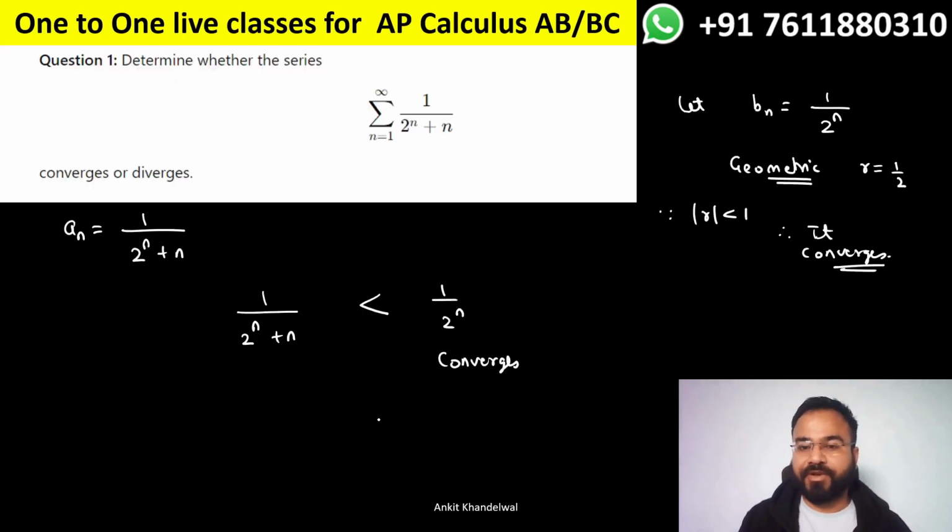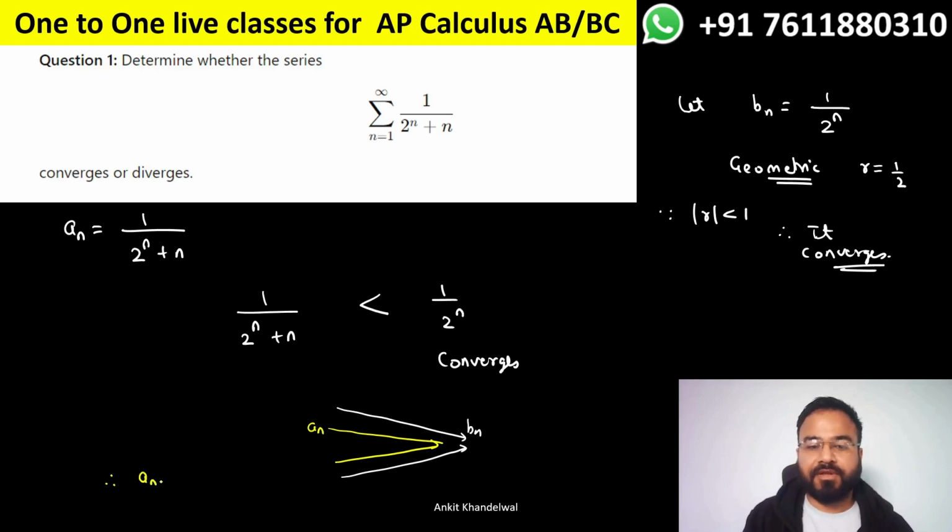Or you can draw the diagram over here. The greater one converges. This is your bn. So what is the possibility for an? An is the smaller one, so an has to pass through this bottleneck. So an also converges. Therefore, an converges. That is how we can compare.